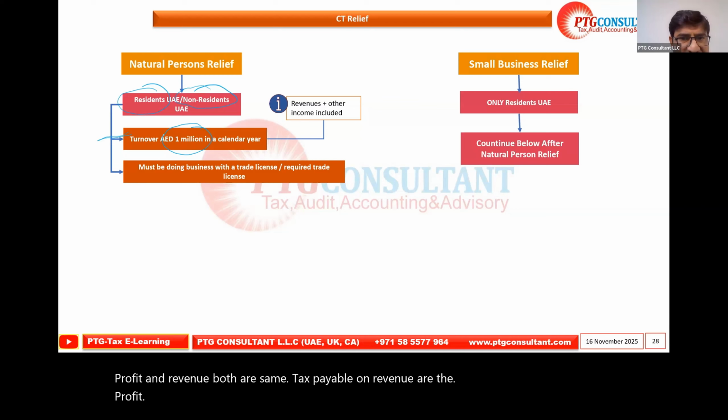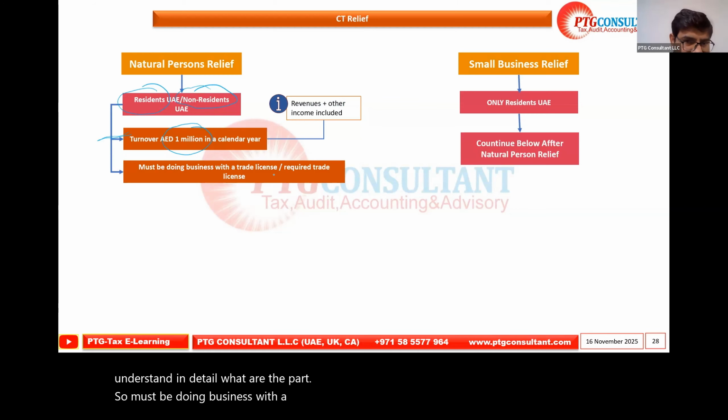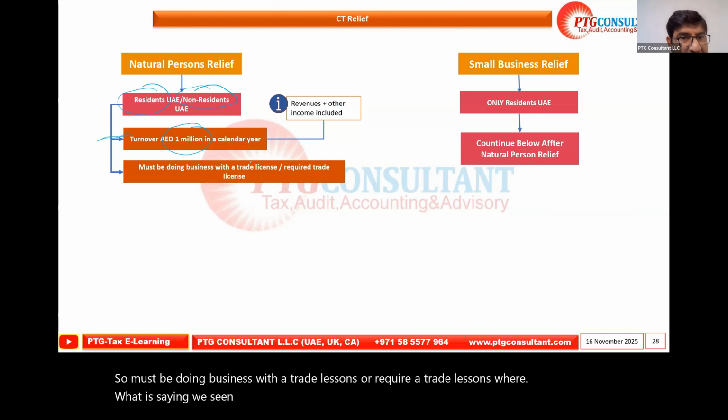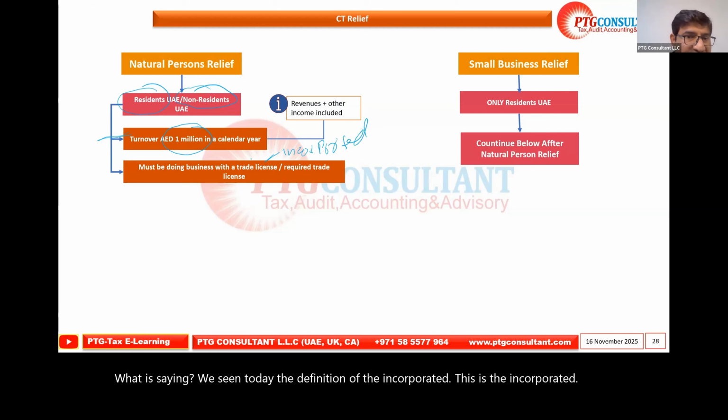Here we are saying the revenue plus other income would be tested. Other income we will understand in detail, what the parts are. It must be doing business with a trade license or require a trade license. Here, we saw today the definition of incorporated. We are saying incorporated. Now, this thing requires a trade license. This is recognized or established.